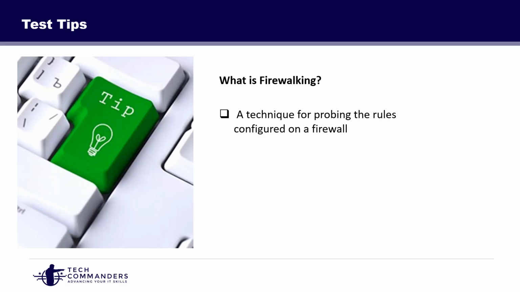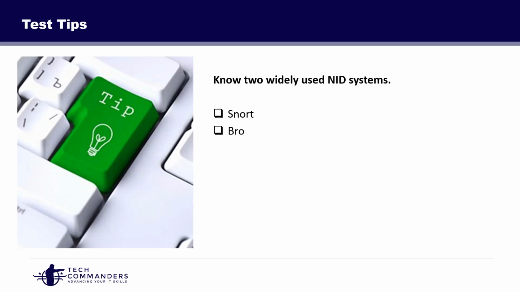Firewalking. Okay, so we did talk about this term, and this is a way to probe, for example, configuration, what the firewall might allow through, for example, the ports that are open. What about NID systems? So, for example, what would be two widely used ones? That would be Snort and Bro.